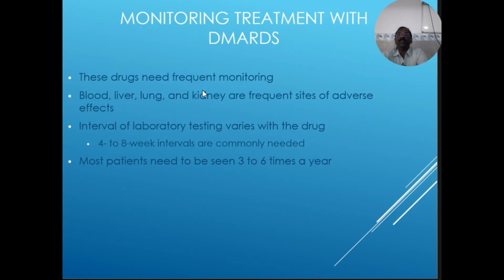Monitoring the treatment with DMARDs. These drugs need frequent monitoring. So blood, your CBP, your liver, SGPT, SGOT, your lung, sometimes when the patient is having dyspnea, maybe CT lung, and the kidney, urea creatinine. They are the frequent sites of adverse effects. So every 3 months we get the CBP, SGPT, SGOT, urea creatinine, but we don't get the CT lungs every 3 months. When the patient is complaining of breathlessness and there is hypoxia, we definitely get a CT chest to rule out interstitial lung disease or methotrexate lung.